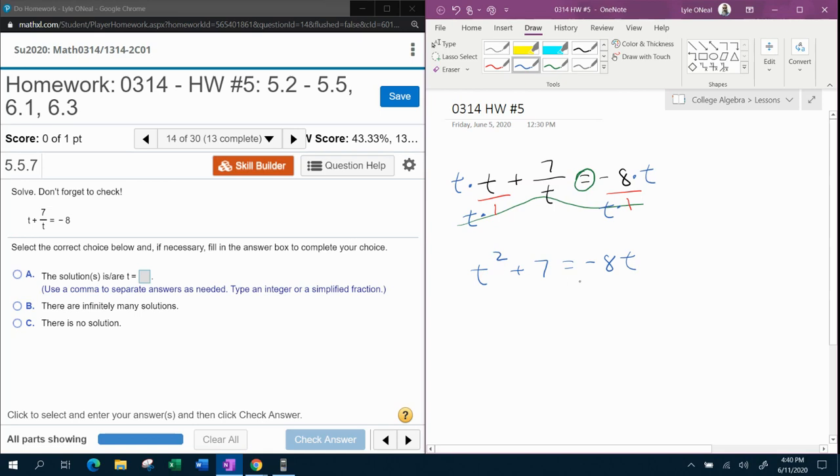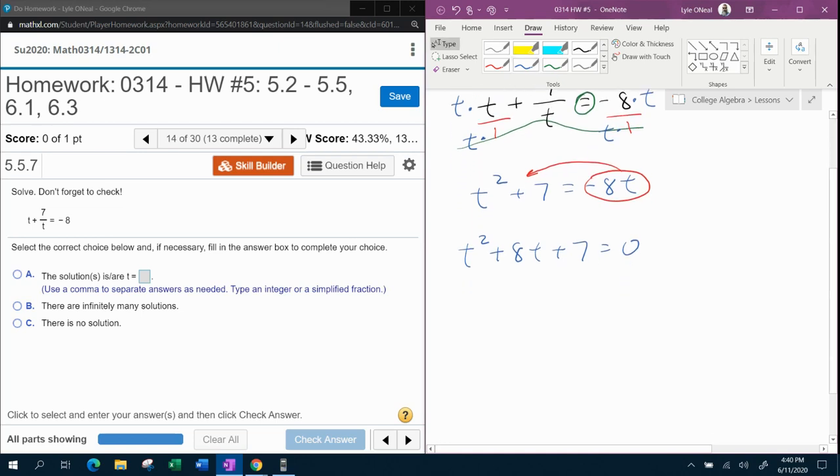And now that we have a quadratic equation, we need to set it equal to 0. So we're going to move the -8t over. And that's going to give us t squared plus 8t plus 7 equals 0. And we can finish this off by factoring. So we have a standard trinomial. If I read the signs, they're both going to be positive.